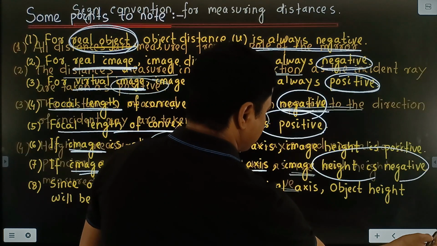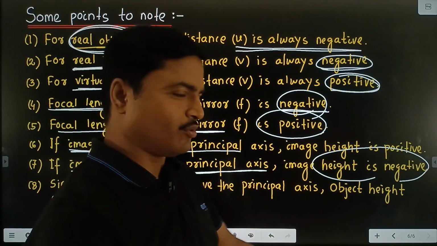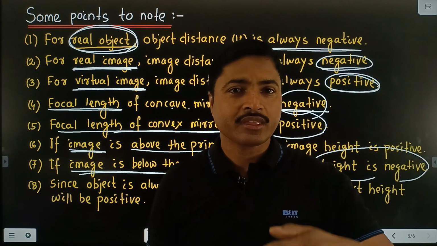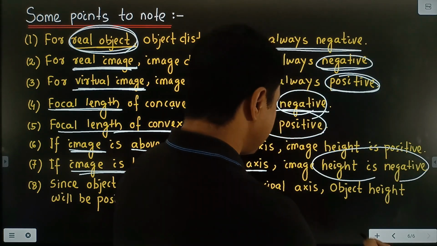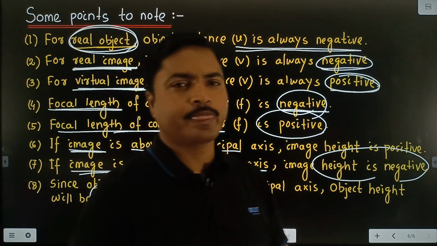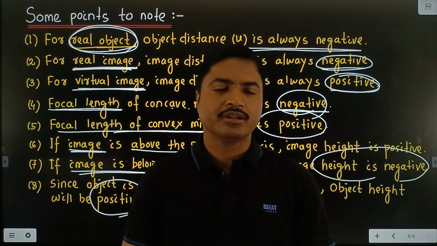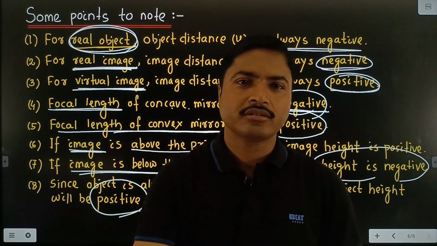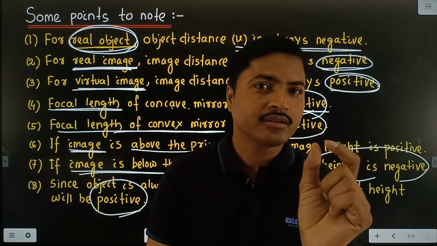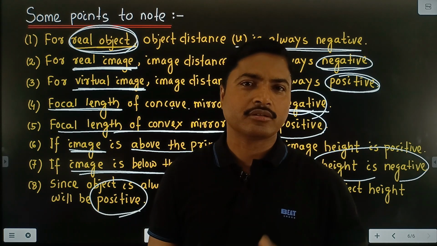Clear? Similarly, last one, you also know that the object is always situated above the principal axis, and above the principal axis means object height is always positive. These are the sign conventions for spherical mirror. And in the next class, we will discuss the relation between focal length and radius of curvature of the spherical mirror.